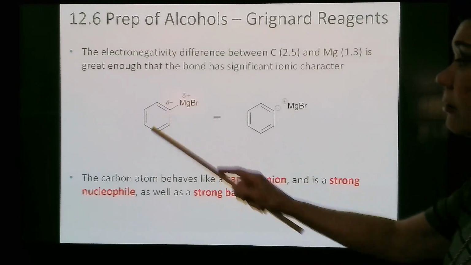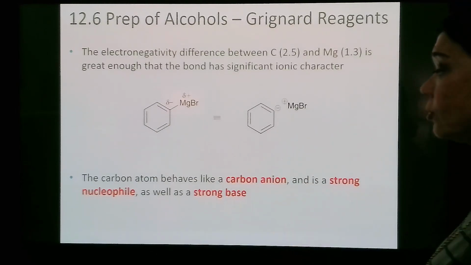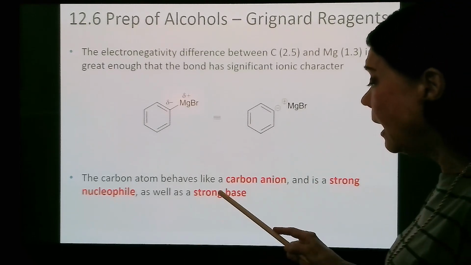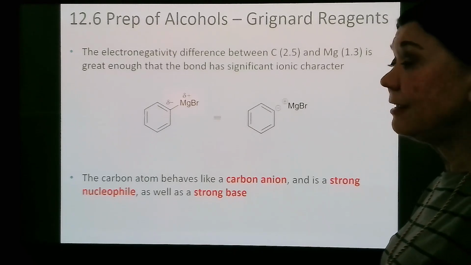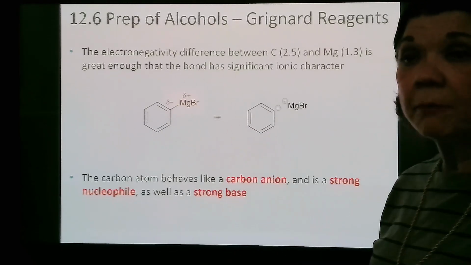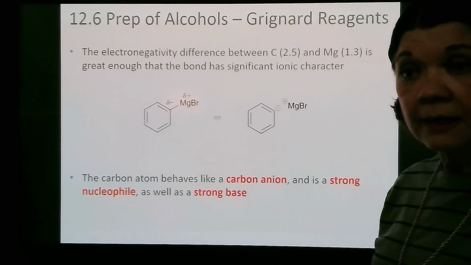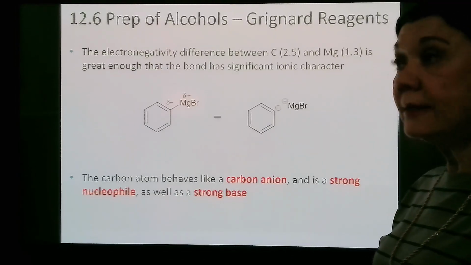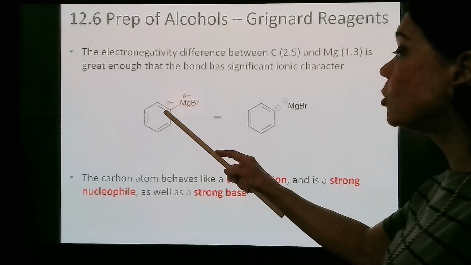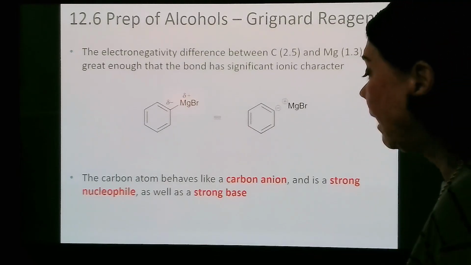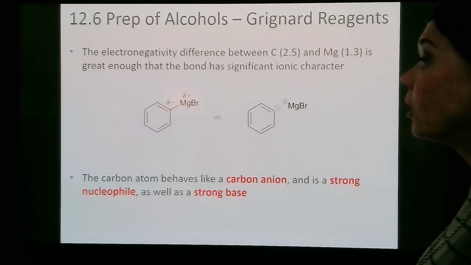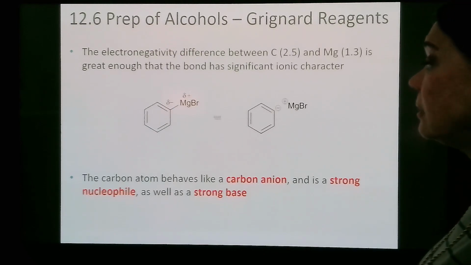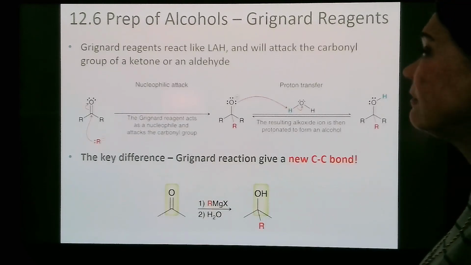This is a strong nucleophile and also a strong base. You usually want it to behave as a nucleophile and not as a base, because if this behaves as a base, it's just going to pluck off a proton and give you benzene. And that's not a very inexpensive way to synthesize benzene. So you wouldn't want to waste this by using it as a base. You want to avoid using it as a base. You want to use it as a nucleophile because it's sort of expensive.